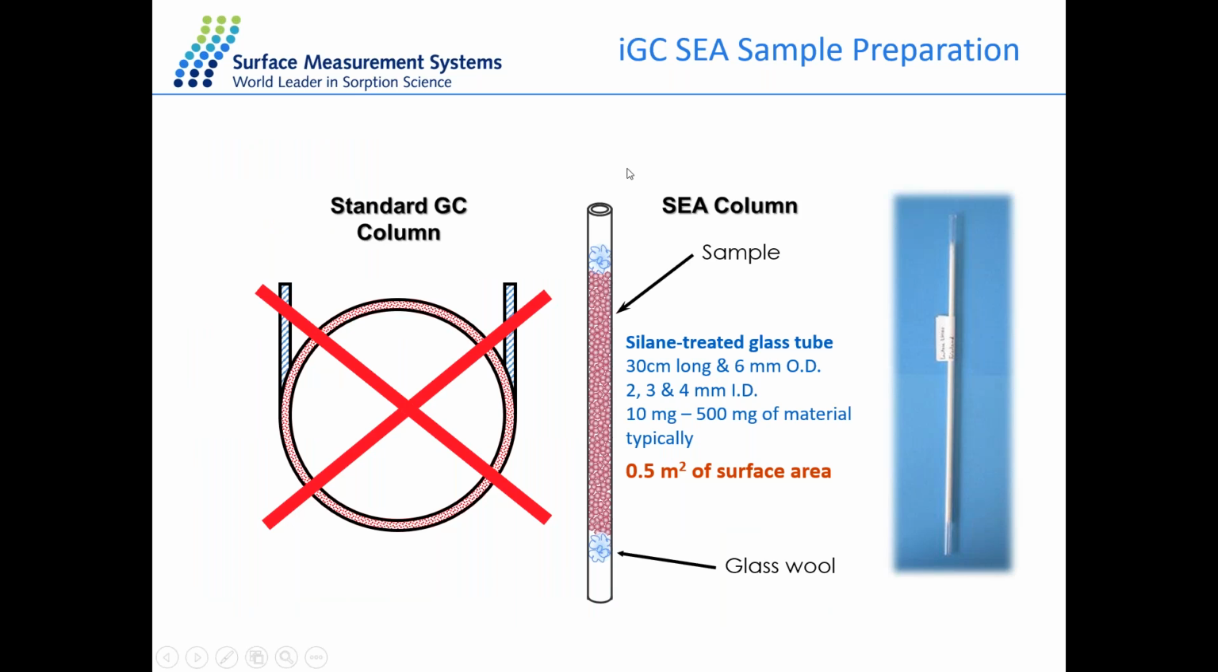So this is a typical SEA column, and in comparison to our GC column, it is relatively easy to pack. Effectively, what you do is insert some silicone glass wool, funnel in your sample of interest, and plug it with some more silicone glass wool. This just ensures that none of our material goes into the IGC SEA system during the experiment.